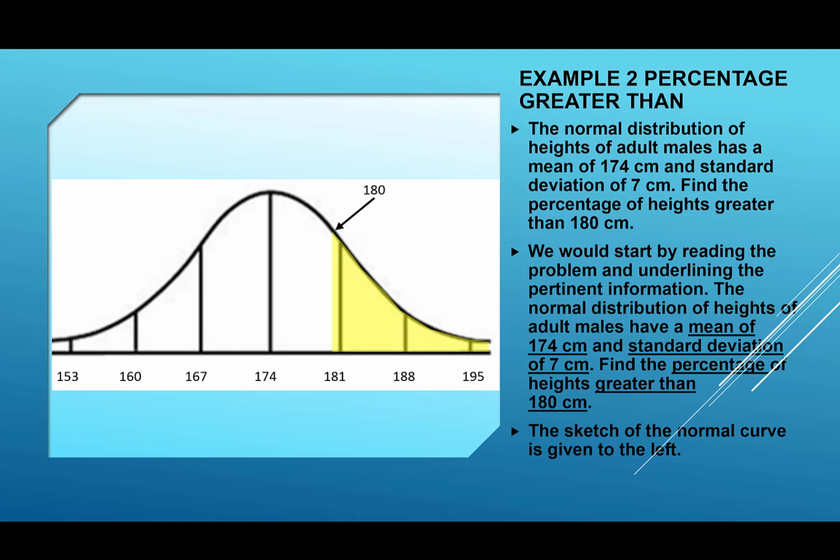So our graphic of the normal curve is given to the left, and we do it exactly the same way that we did the previous one. We start with 174 at the peak. We add the standard deviation of 7 to the right to get the standard deviation delineation marks. We subtract 7 to the left. Then we would locate 180 and we would shade the area to the right.